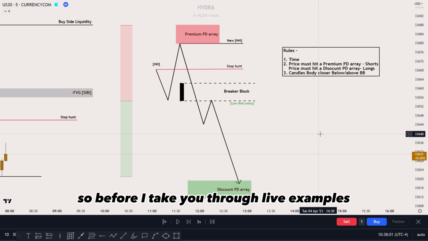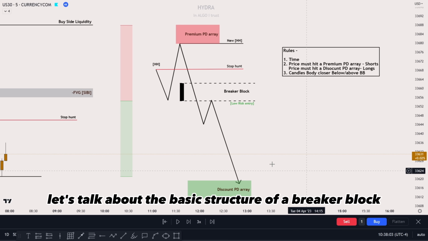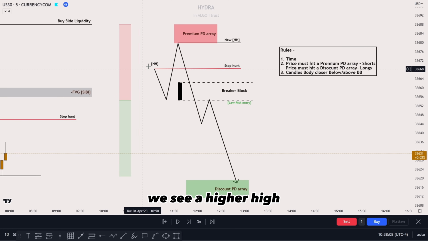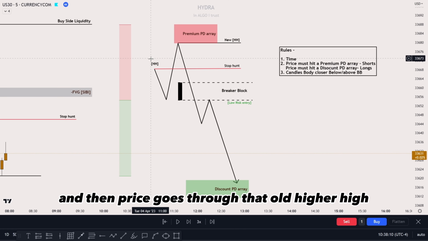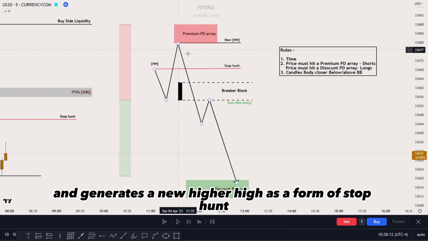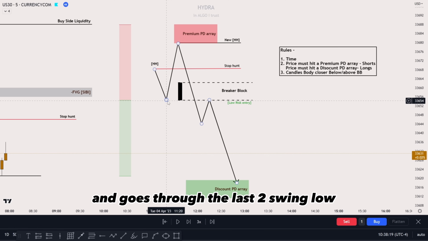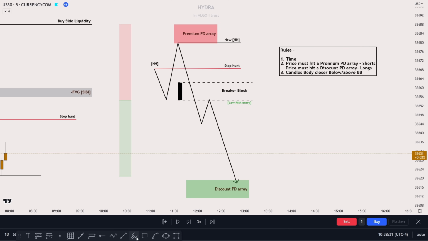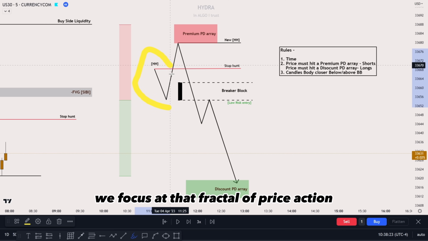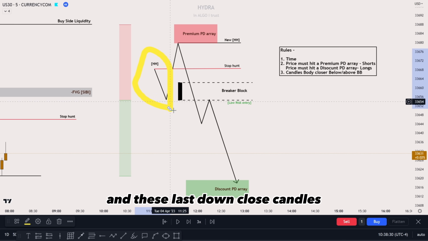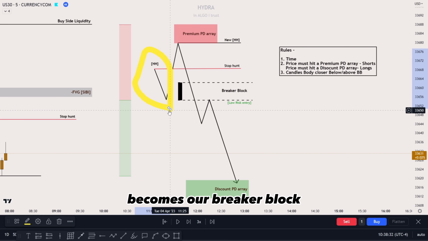So before I take you through live examples, let's talk about the basic structure of a breaker block. In a breaker block, we see a higher high and then price goes through that old higher high and generates a new higher high as a form of stop hunt. And eventually when price comes down and goes through the last swing low as a market structure shift, we focus at that fractal of price action. We focus at these last down close candles, and these last down close candles becomes our breaker block.